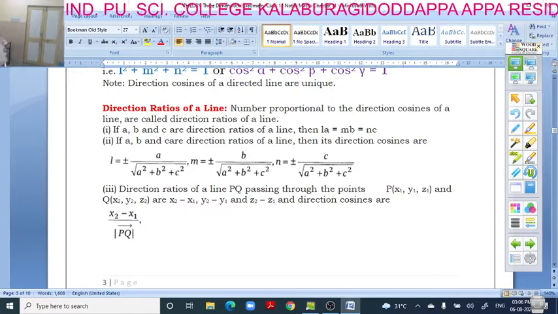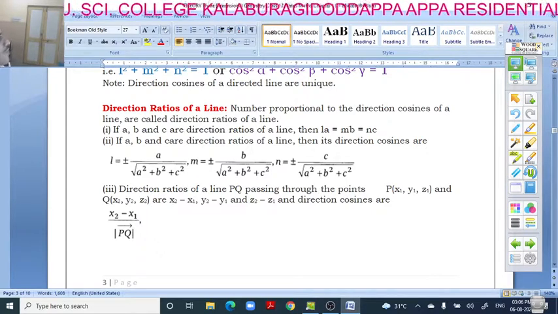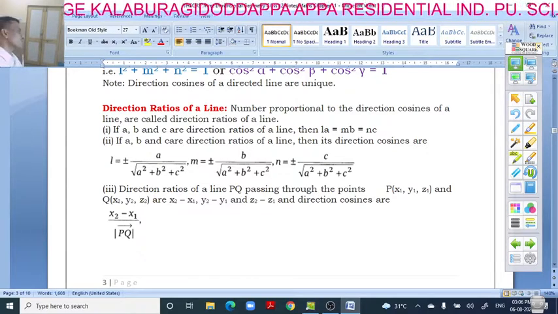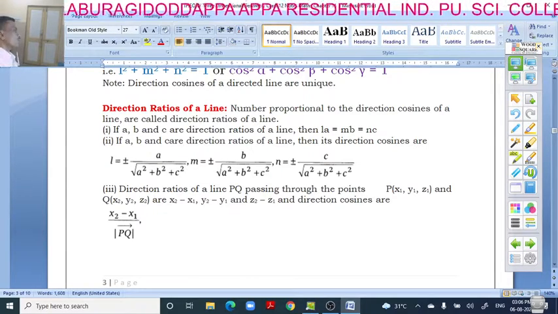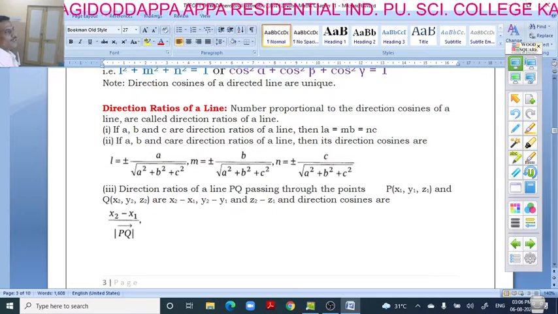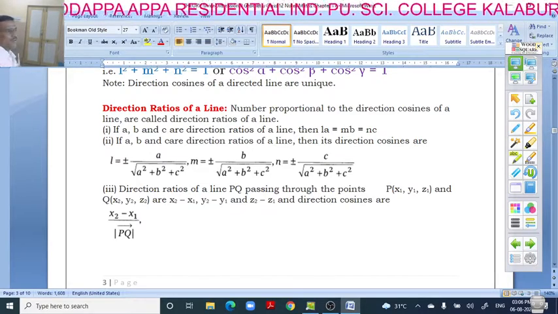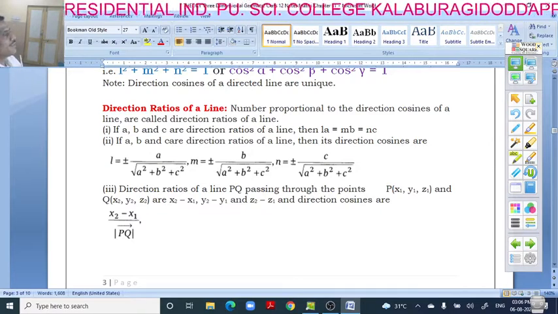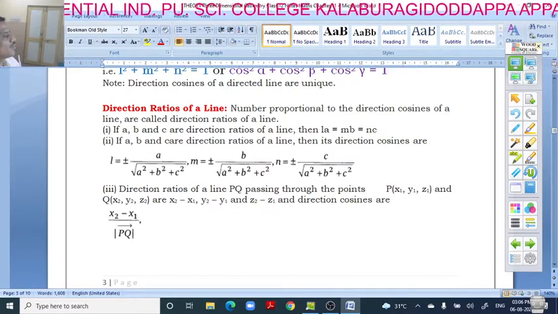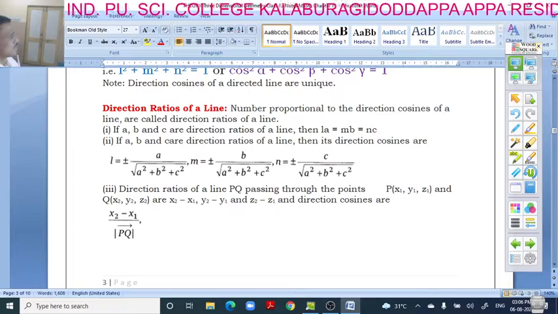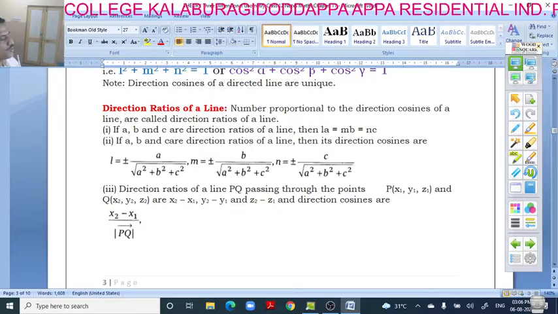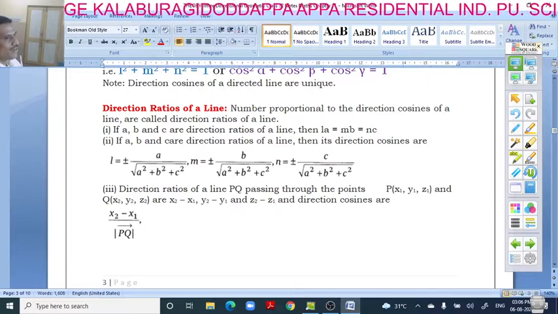If a, b, c are direction ratios of a line, then its direction cosines are l is equal to plus or minus a divided by square root of a square plus b square plus c square, m is equal to plus or minus b divided by square root of a square plus b square plus c square, and n is equal to plus or minus c divided by square root of a square plus b square plus c square.